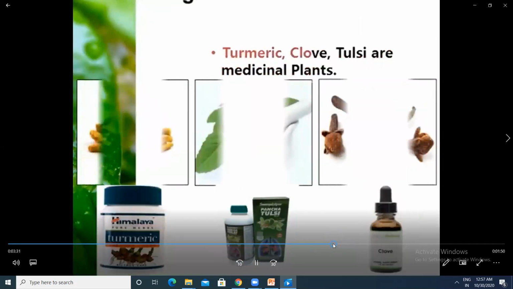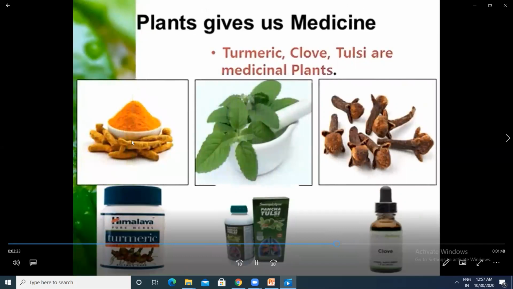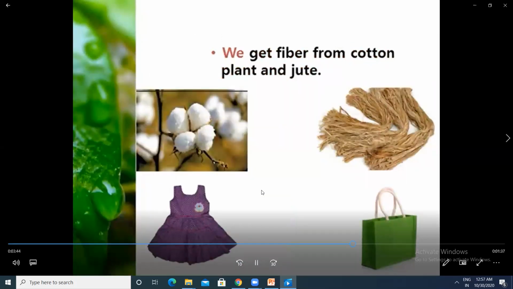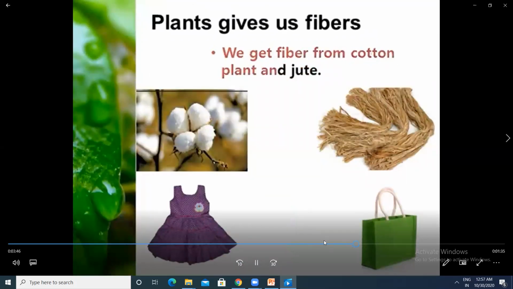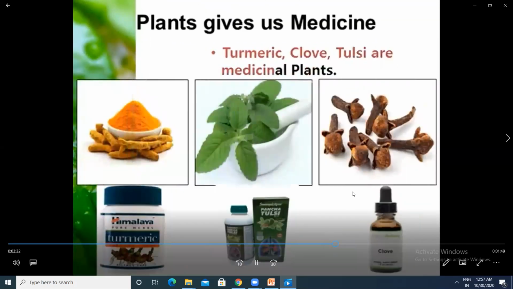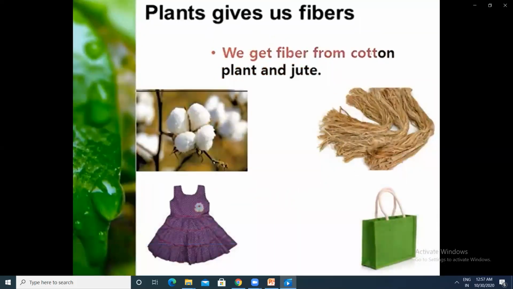And children, one more thing, turmeric has antibiotic capacity. Now we also have tulsi. We can take tulsi when we have cough and cold. This is also very good for our immunity. Now the next medicinal plant is clove. So these are some plants which have medicinal value. One more plant is cinchona, which also has medicinal value.